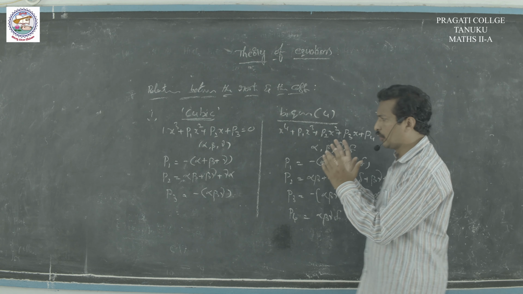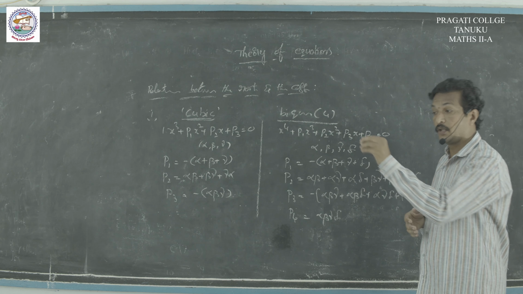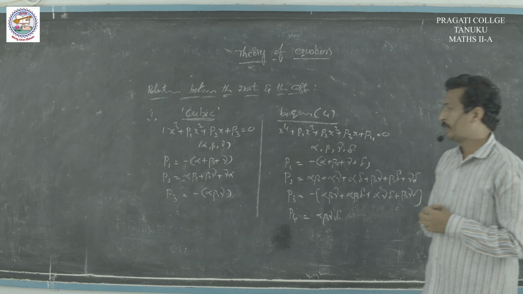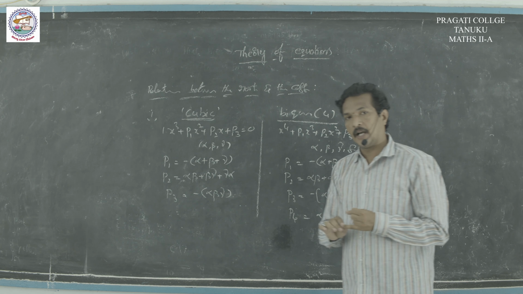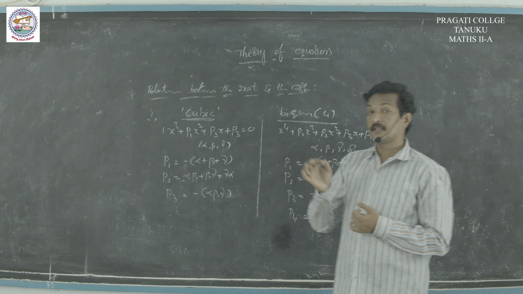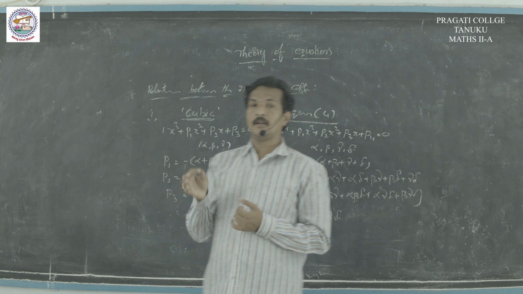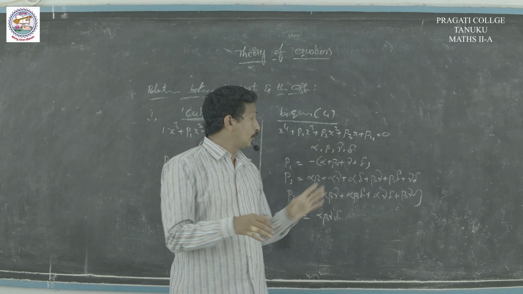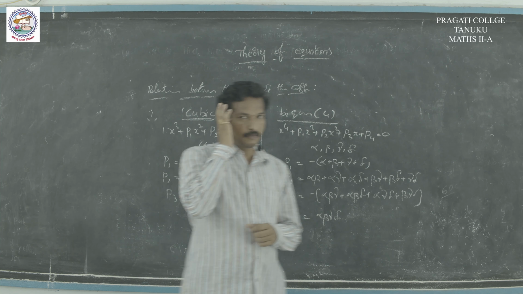Read the formulas, and then we solve the problems by using the formulas easily. P1 means minus of alpha plus beta plus gamma. P2 means alpha beta plus beta gamma plus gamma alpha. P3 is equal to minus of alpha beta gamma. In this way, we can observe the fourth degree equation easily.